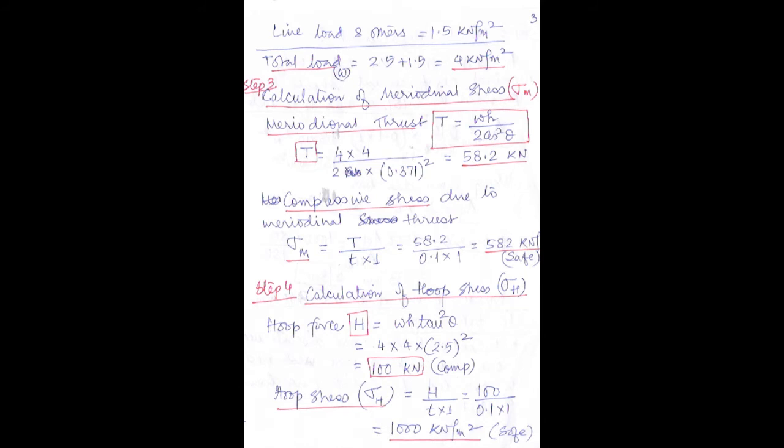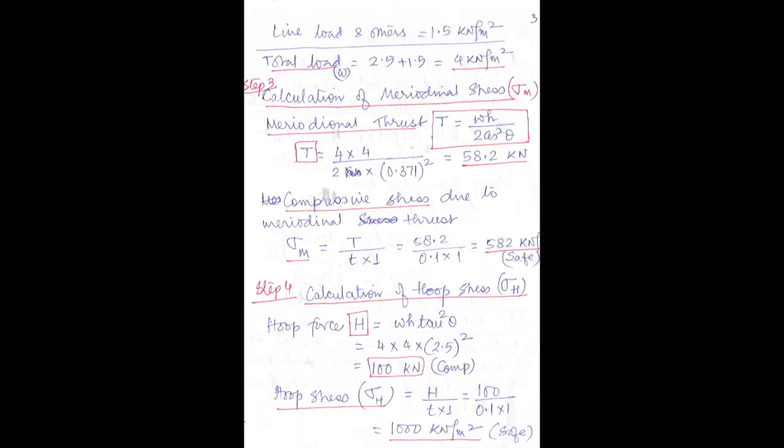Next is step number 4. In step number 4, we have to do the calculation of the hoop stress, that is sigma h. Again, like the last step, we have to find out the value of the hoop force, then we can find the value of the stress. Correct? So hoop force H is equal to WH tan square theta. W is equal to 4. H is equal to 4, and the tan theta value we know from the first step. I have boxed it. What was the value of tan theta? 2.5. So 2.5 square. That gives us a value of 100 kilonewton. This is also creating a compressive stress. Now the next step is the hoop stress. Hoop stress is sigma h.